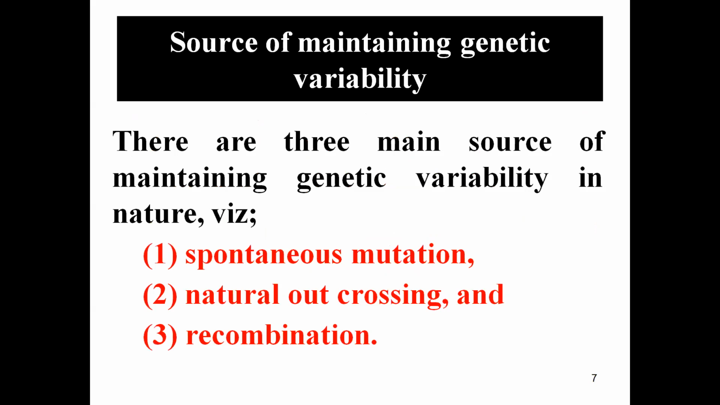What are the sources of maintaining genetic variability? There are three main sources for maintaining genetic variability: spontaneous mutation, natural outcrossing, and recombination. Being PG students of plant breeding and genetics, I think you know all these things. In this way, variability can be maintained.